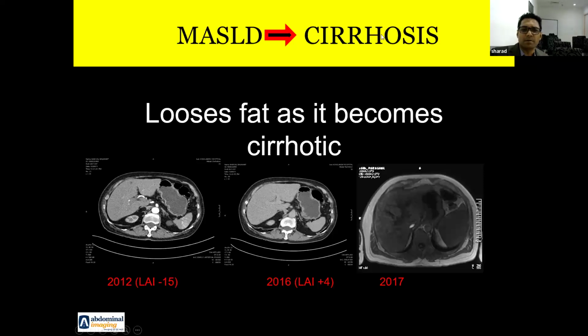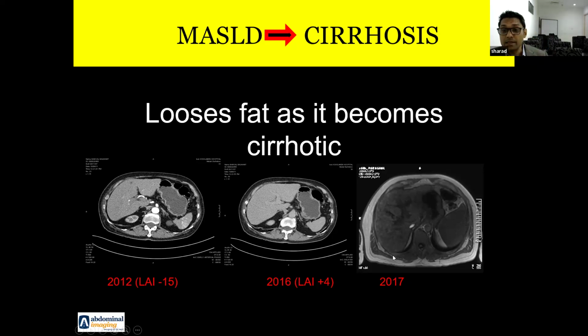This is an example. This is a patient we scanned in 2012, 2016, and 2017. Initially, the patient was fatty. The LAI is -15. In 2016, the LAI became +4. So the liver starts losing fat. You see the surface is still smooth.